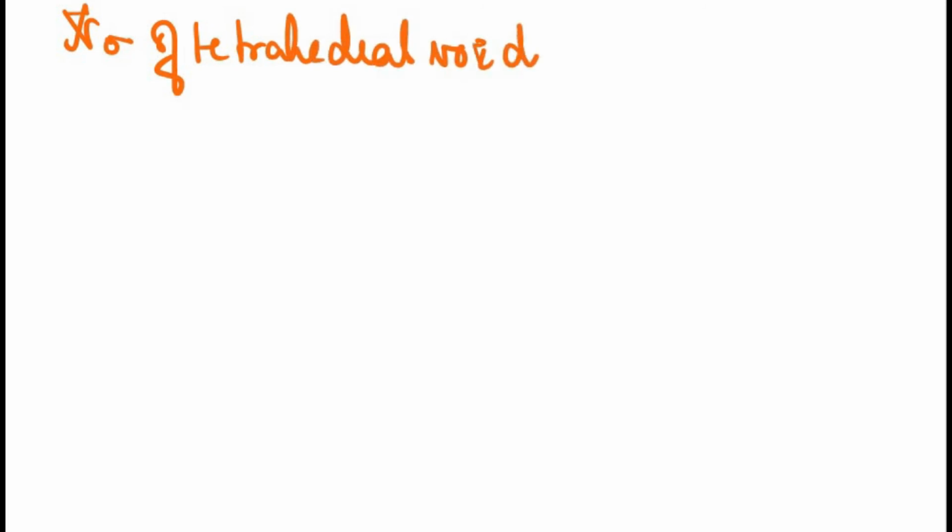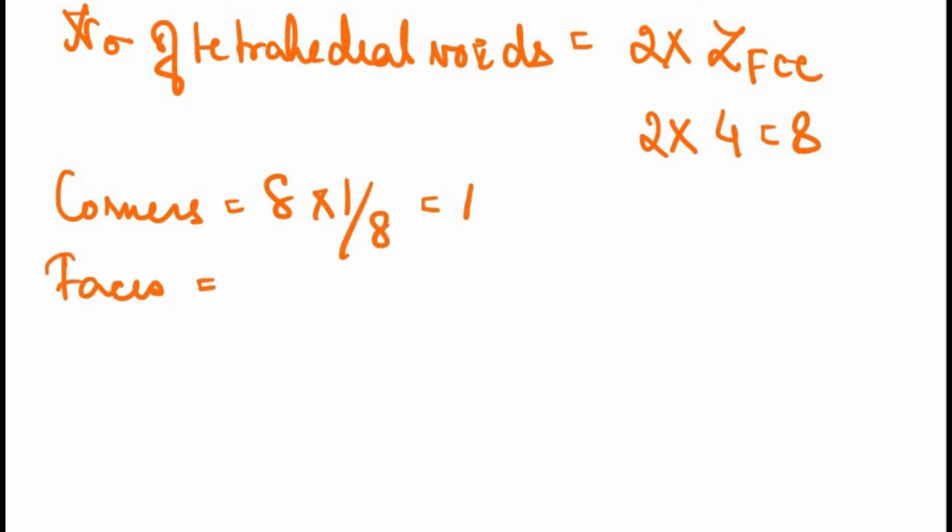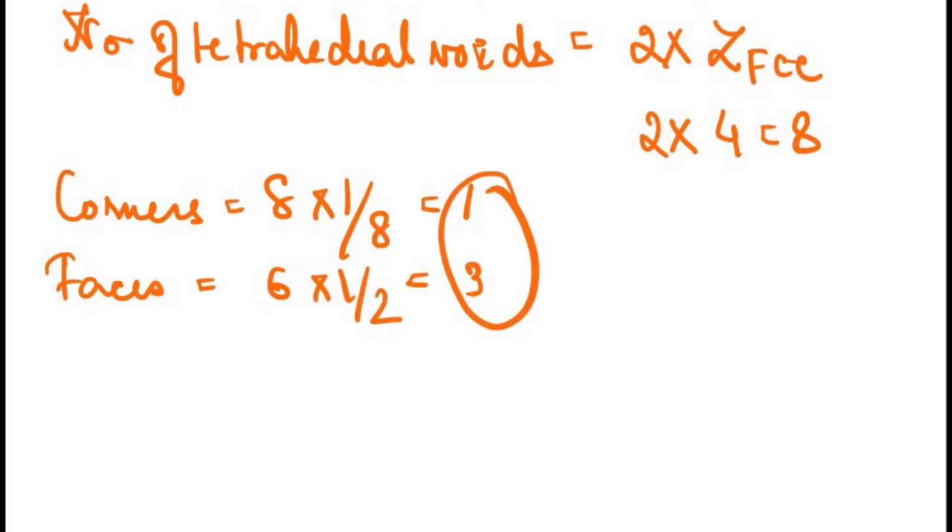So, the number of tetrahedral voids is equal to twice the number of atoms due to FCC. So, the number of atoms due to FCC is what? 4. Why? Because atoms are present in the corners, because of which the contribution becomes 8 into 1 by 8, which is equal to 1. And on the faces, it is 6 into half, which is 3. So, total of 4 atoms. So, 4 into 2, 8.